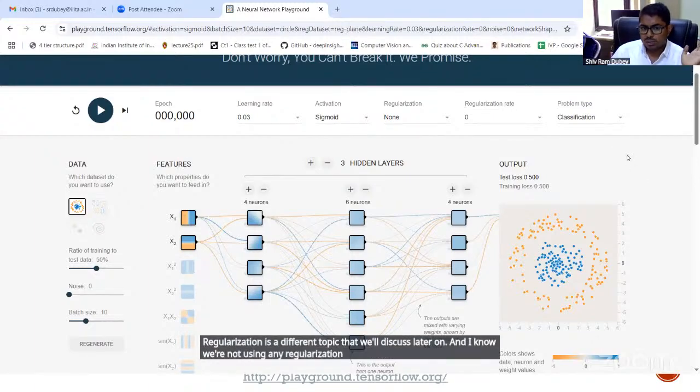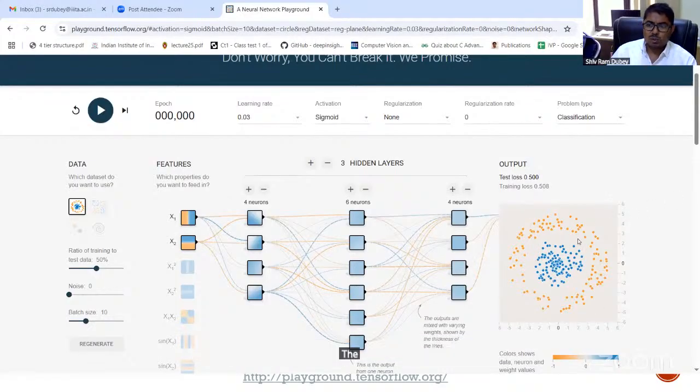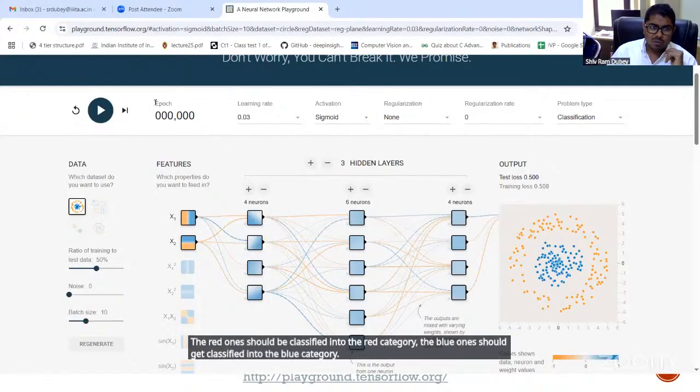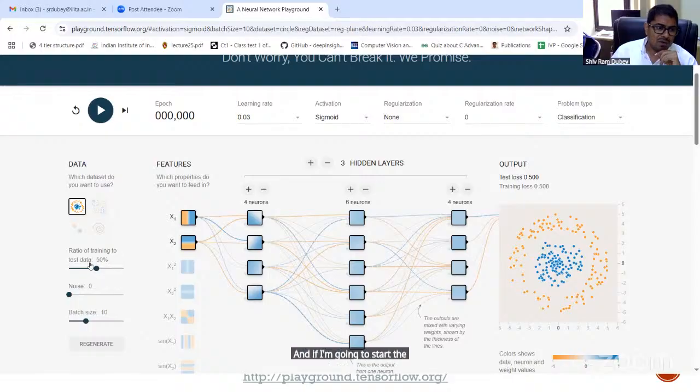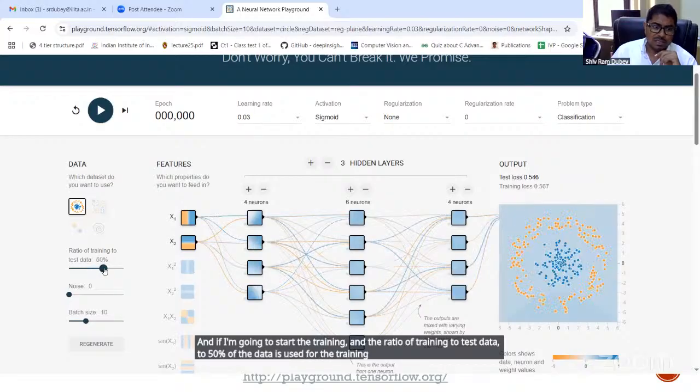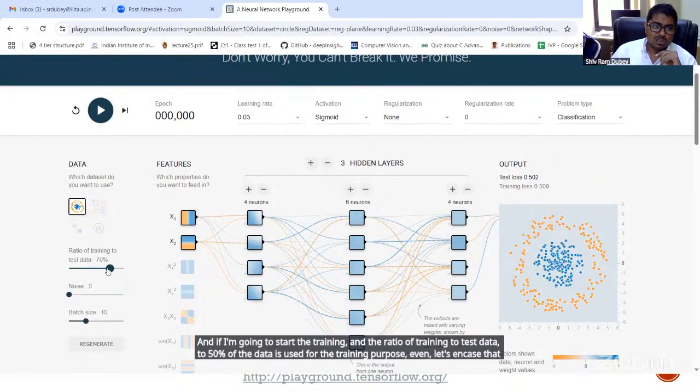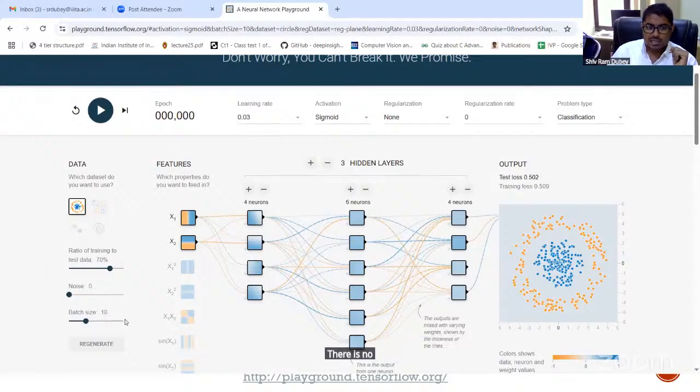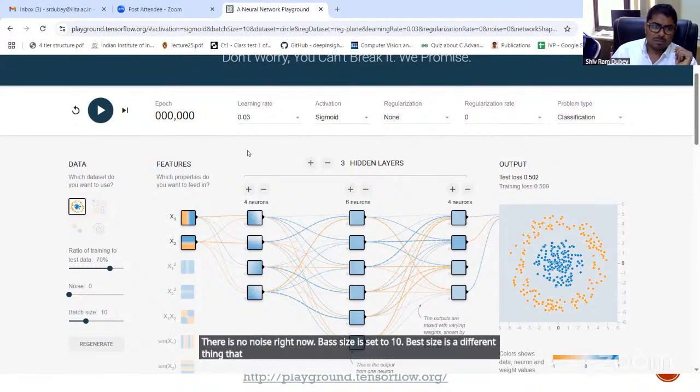This is a classification problem. So what is the meaning of a classification problem? The red ones should be classified into the red category. The blue ones should get classified into the blue category. And as for the ratio of training to test data, 50% of the data is used for training. Let's increase that. Suppose I use 70% of the data for training. There is no noise right now. Batch size is set to 10. Batch size is a different thing that we will see shortly.